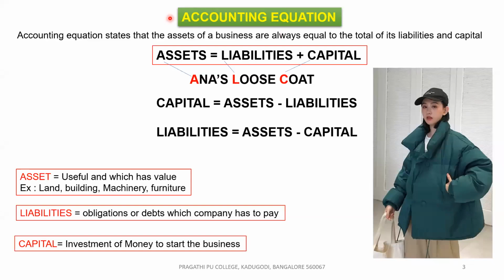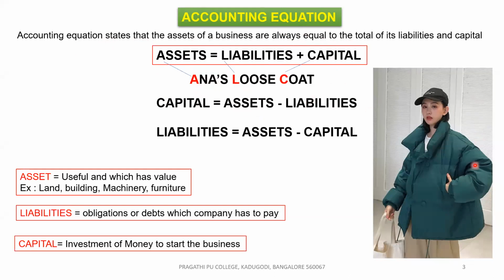The accounting equation states that the assets of a business are always equal to the total of its liabilities and capital. That means, simply in equation form, assets is equal to liabilities plus capital. In the short form, for you people to remember this equation lifelong, you can use this: Anna's loose coat.